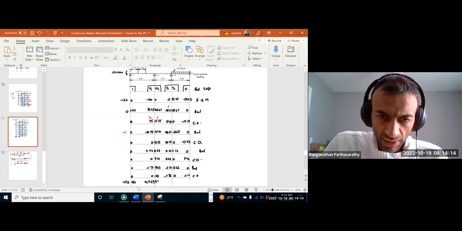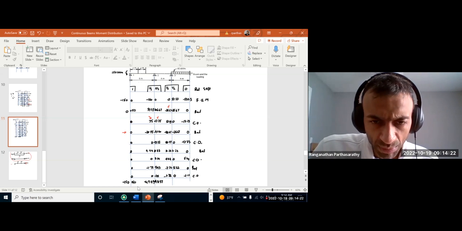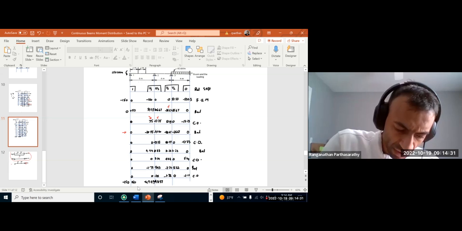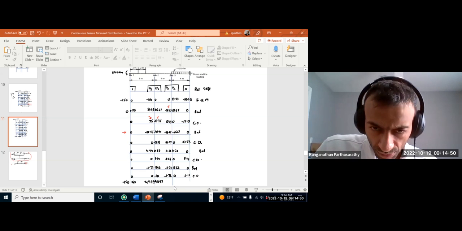positive 48.37. See, we have a bit of difference still because we haven't gone all the way. When we go all the way, both sides are very tiny numbers, you will get exactly the same. Negative 26.67, positive 53.33, negative 26.67, negative 20.55, positive 10.28, positive 4.44, negative 2.22, negative 1.72, negative 9.78.